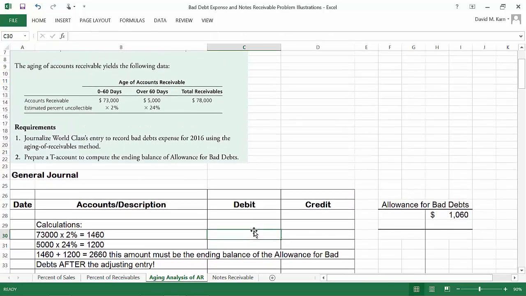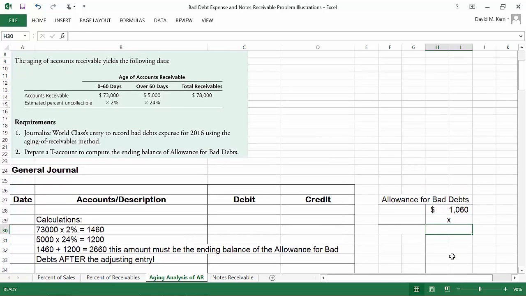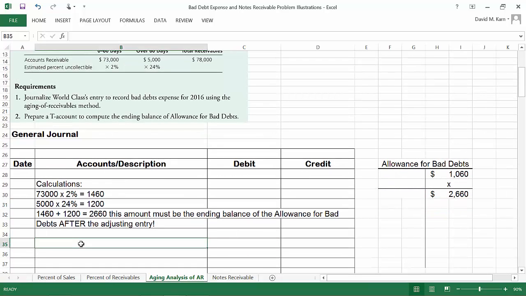Let's bring down here. We know from this T account up here it's 1,060 on the credit side, which I've set up here. This is going to be X again. And we know that we have an ending credit balance of 2,660 here. So let's do our formula. X plus 1,060 equals 2,660. We have to subtract the 1,060 to get X by itself.